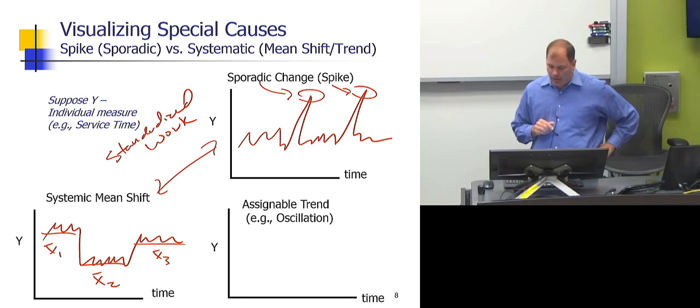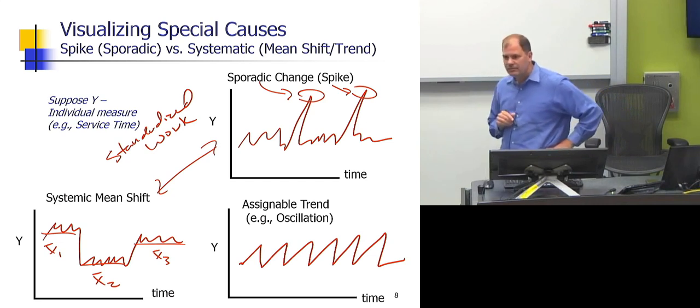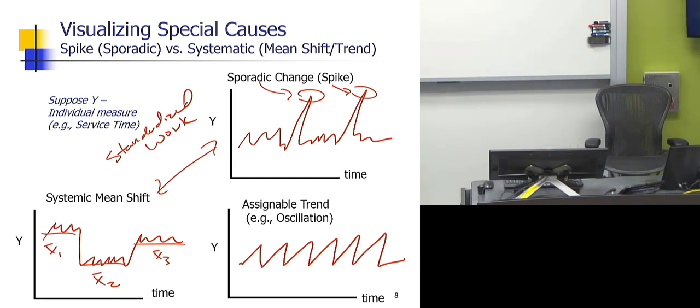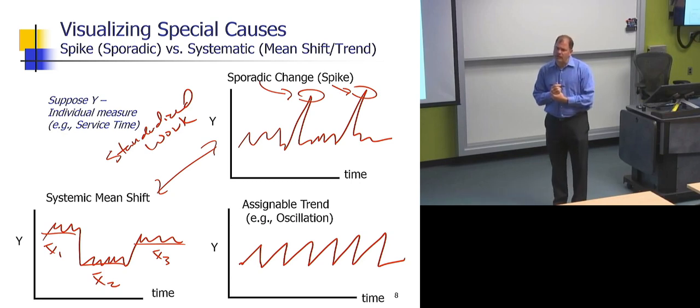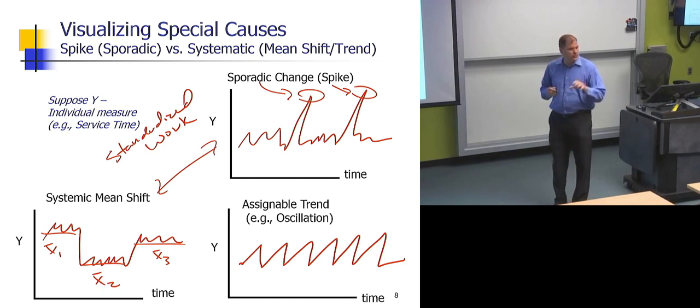All right, the idea of an assignable trend, such as oscillation. Let's say it looks like this. What do we notice about that graph? What does it do? It alternates up and down. Would we expect something to just randomly alternate up and down? No, we wouldn't expect, just by chance, for things to randomly go up and down. Maybe a few of them, but if it does it over and over and over again, there's a pattern there. Classic example here might be 2 shifts.